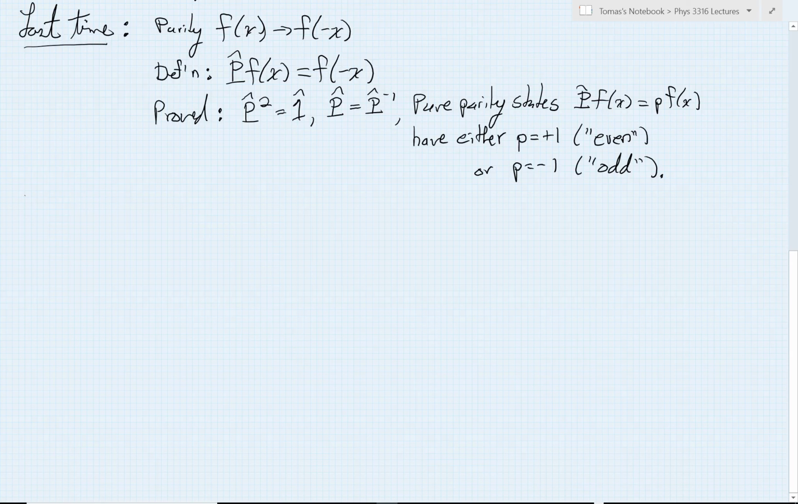So let us now consider how these basic facts that we've proved regarding parity lead us to the conclusion that bound states must either be always even or odd. To do that, let's first consider the relationships that we can expect between parity and the Hamiltonian.